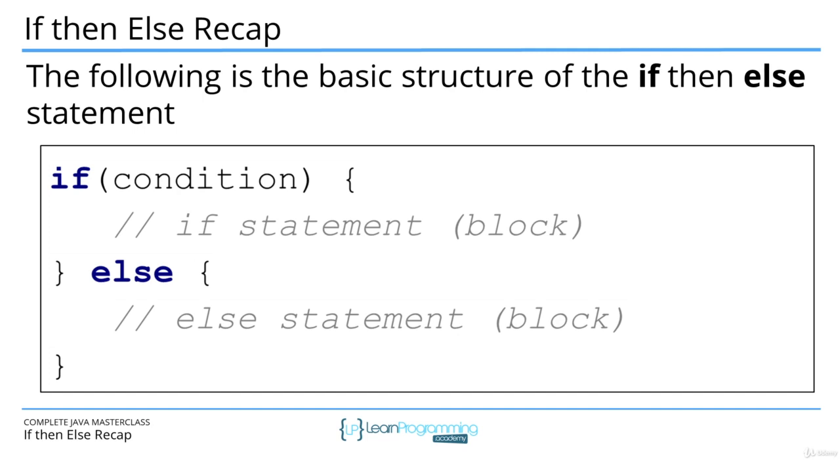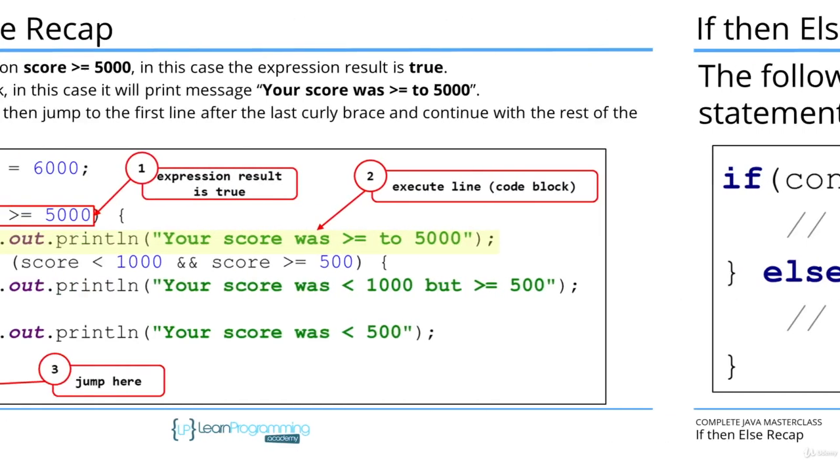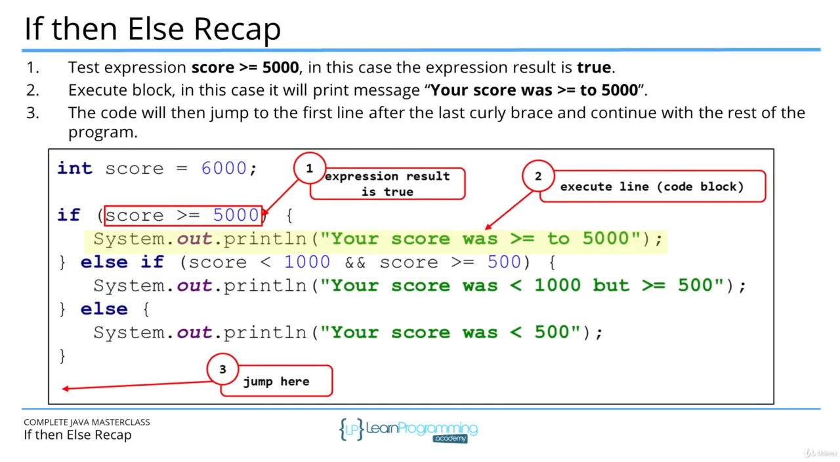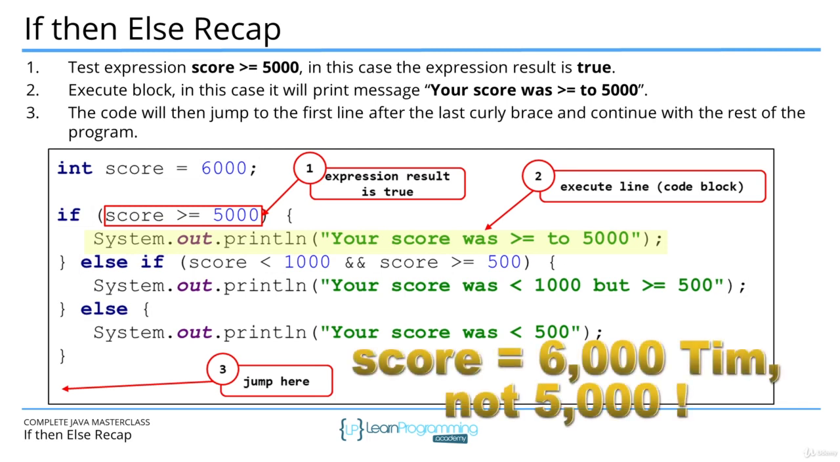So let's just go through one more example here. So you can see the code on the screen there. And the first part of the code there, in parentheses, score greater than or equal to 5,000, we're testing that expression. In this case, because we've defined on the previous line the score being 5,000, the expression score greater than or equal to 5,000 is true.